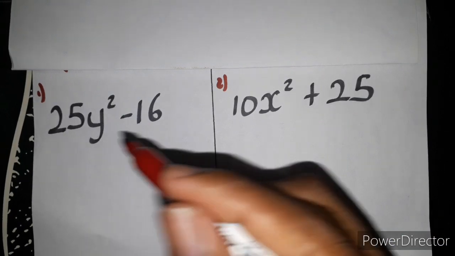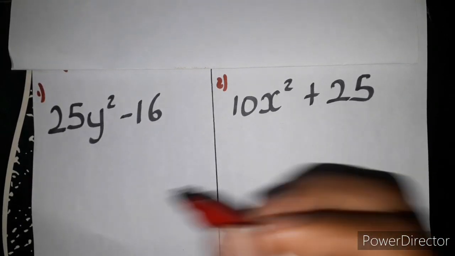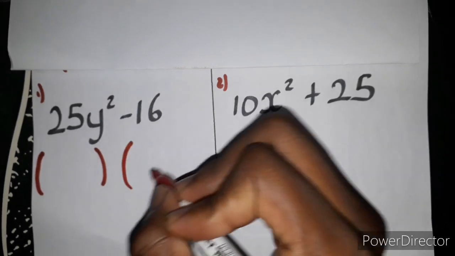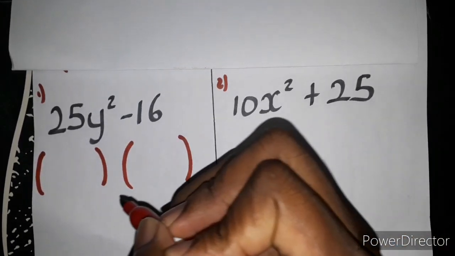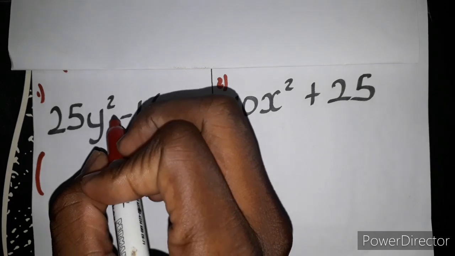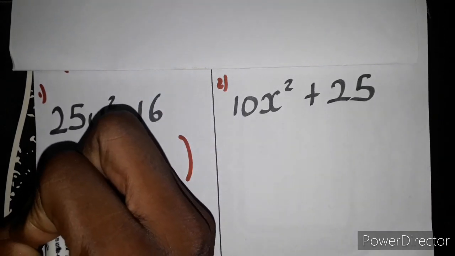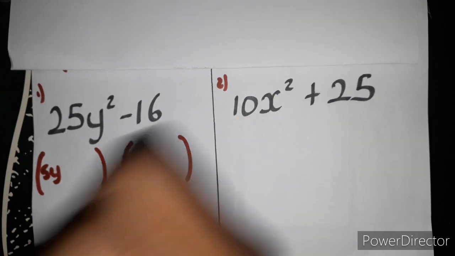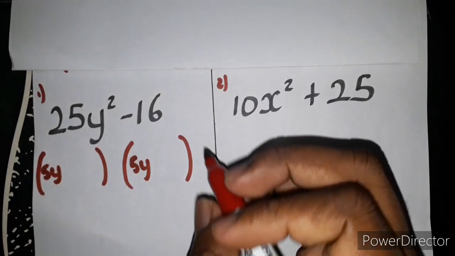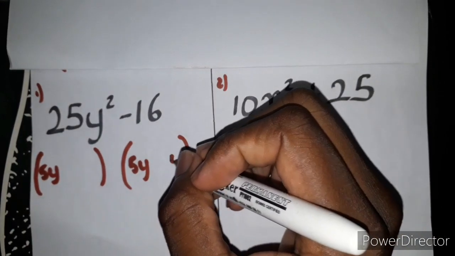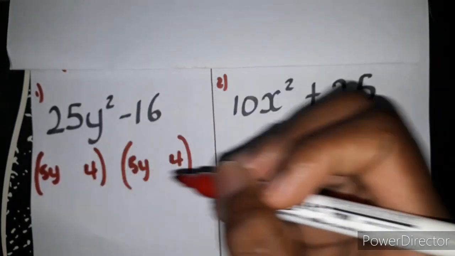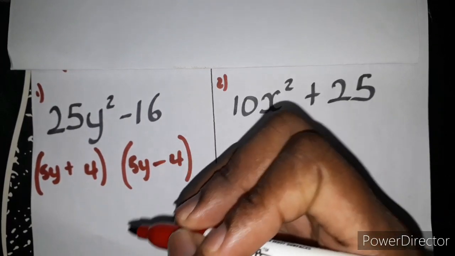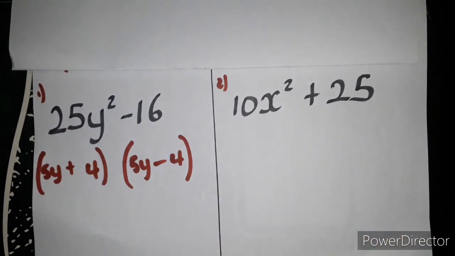So once again, we do one simple step. We put two brackets, and in one bracket we put the square root of 25y squared. That will be 5y. I put 5y here also. And we know the square root of 16 will be what? 4 times 4, yes, so that will be 4. I put 4 here. And in one bracket we add, and in the other bracket we subtract, and that is our answer. That is how we factorize this term.